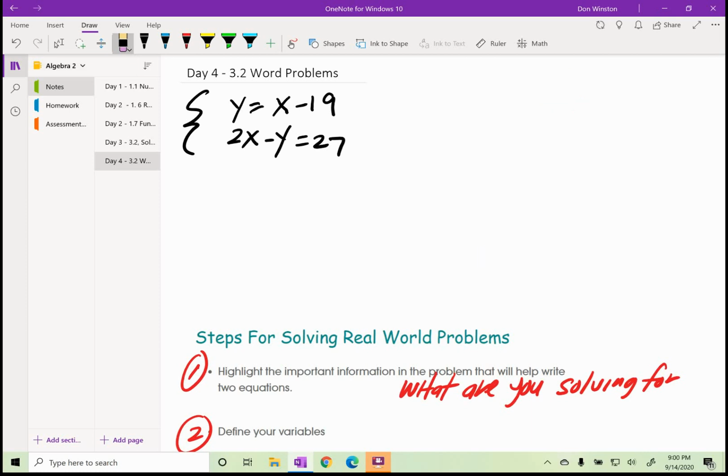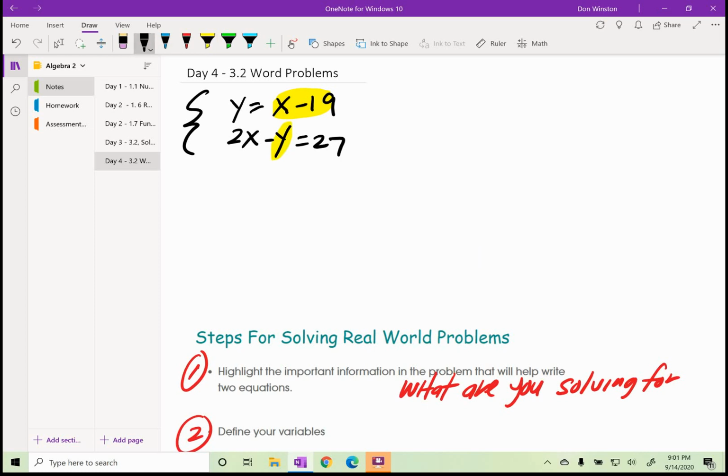for your assignment yesterday on Schoology, and it involved this one here. So we have y is equal to x minus 19, and then 2x minus y is equal to 27. So the best way to go about solving this is using substitution because y is already solved for. The expression for y is x minus 19. So I'll take x minus 19 and I'll substitute it for that y.